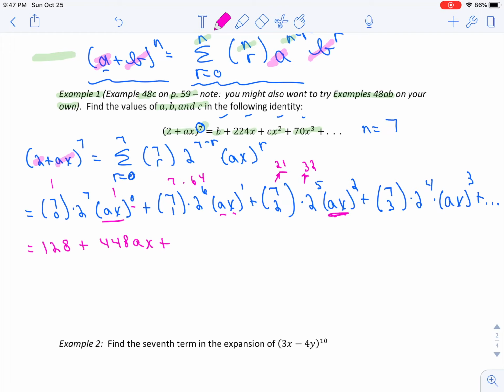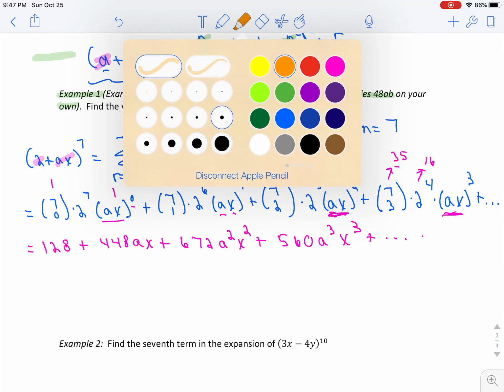So 21 times 32 is 672, and then we'll have a squared x squared, plus, and then 7 choose 3 is 35, 2 to the 4th is 16, and then we're cubing this product, so we have to cube each of the factors. So 35 times 16 gives us 560, and then we have a cubed x cubed. Okay, and then it just continues on. So again, I'll let you verify that. So what I want you to notice is that these terms should match up.